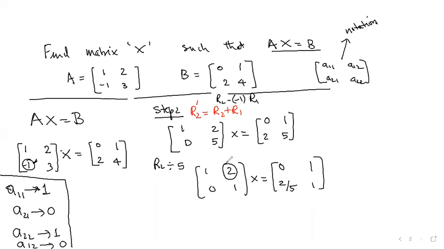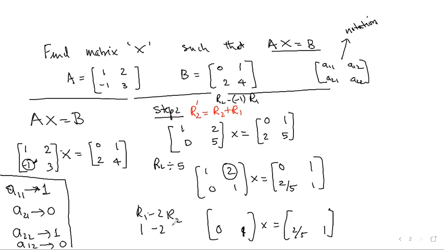Kashish Tiwari, how will you make that 2, 0? What formula should I use? R1 minus 2 R2. Can you please help me out in calculating it? Only R1 will change, so I'll write this R1 and keep it ready for you. What will be the calculation here? R1 minus 2 R2. R1 became 1 minus 2 times 0.